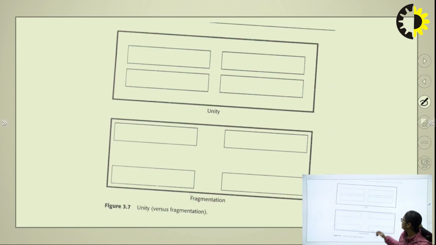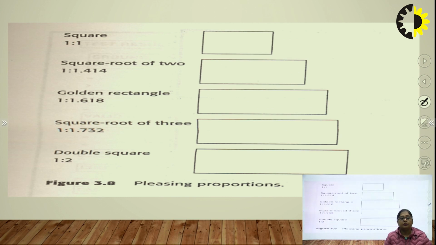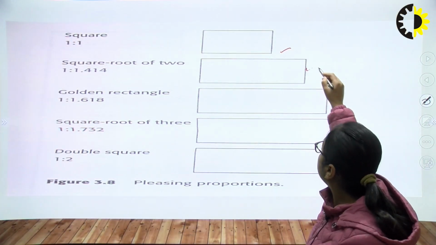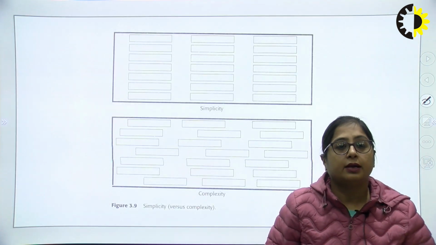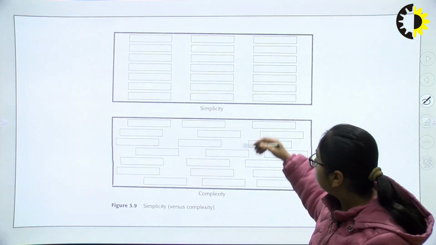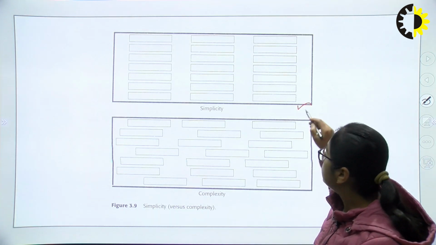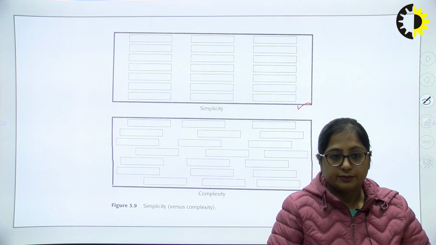Okay, so this is the unity and this is the fragmentation. So based on this, we have to go for the unity. Okay, so this is the visually pleasing proportion: small, large, large, large, and large. And this is the simplicity and the complexity. So simplicity is more visually pleasing for us.